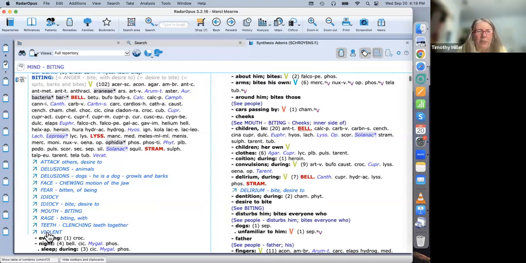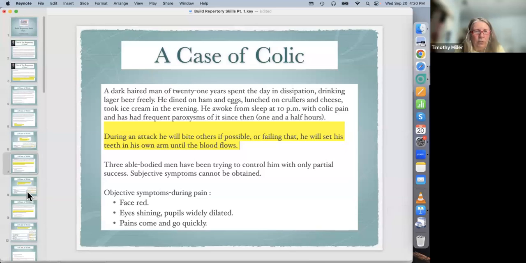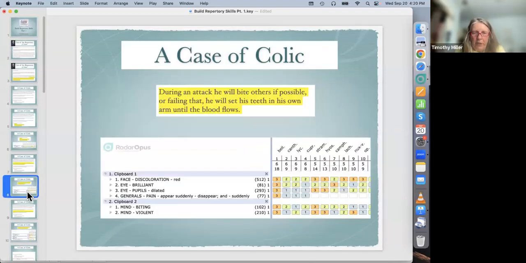And I am, in fact, going to go to this violent, because what's more violent than this guy biting himself and biting anybody he can get his hands on? Okay, so let's just throw that on that same clipboard, in the interest of using a bit more rubrics to characterize things. And let us have a look at where we go from here. Yeah, that's what I did on this next slide that you'll see here. I put the mind biting and the mind violent together.